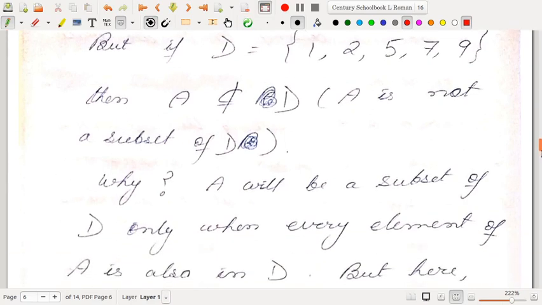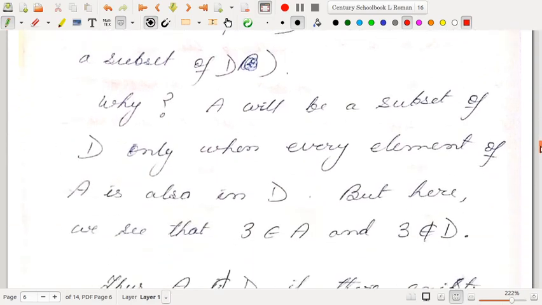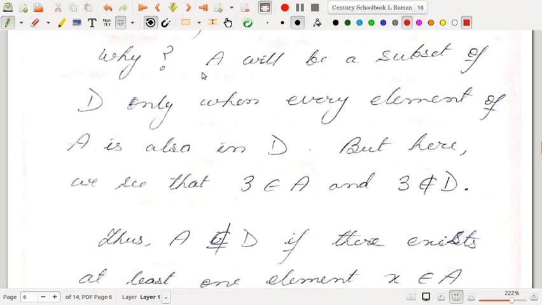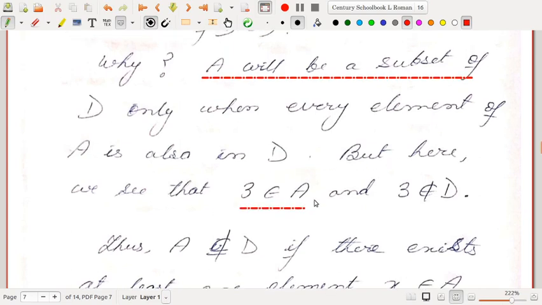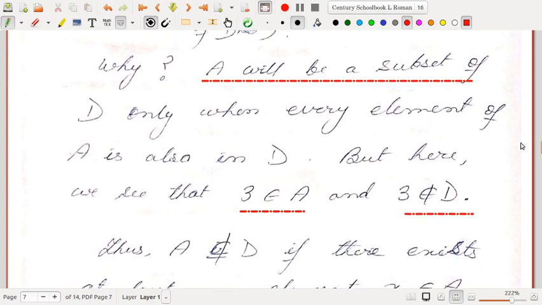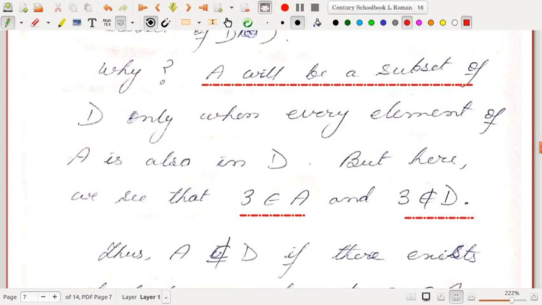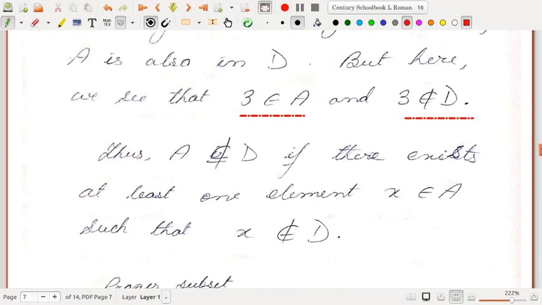So let us see how we justify this. A will be a subset of D only when every element of A is also in D. But here we see that the element 3 is an element of A, but it is not an element of D. That means there exists at least one element inside A which is not there in D.